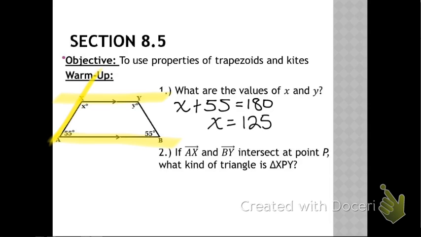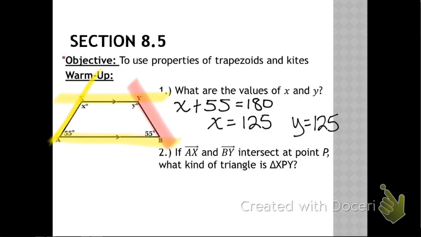Hopefully you can see that you've got another transversal for those same parallel lines on the other side. And for that one, we still have y and 55 degrees, which means our equation would look similar and y would also equal 125.